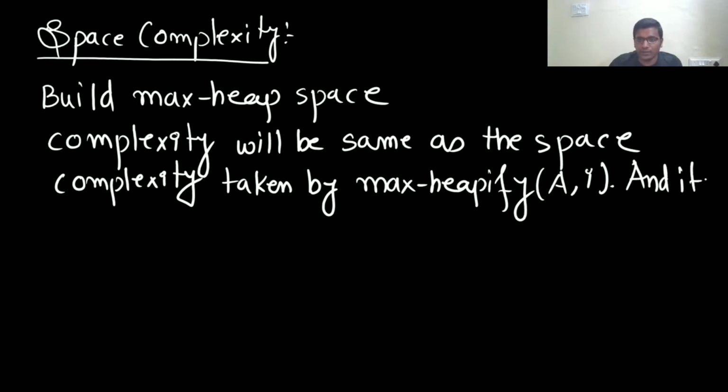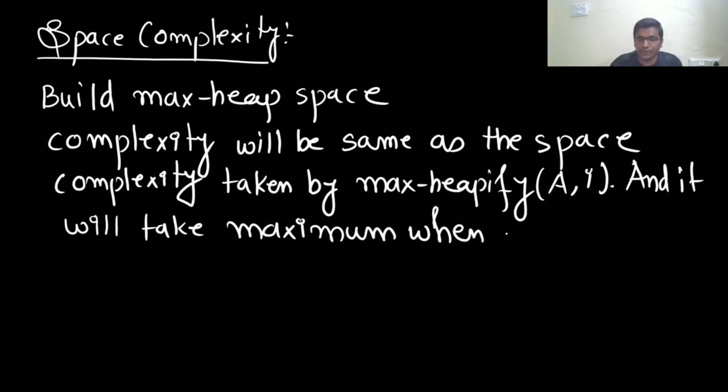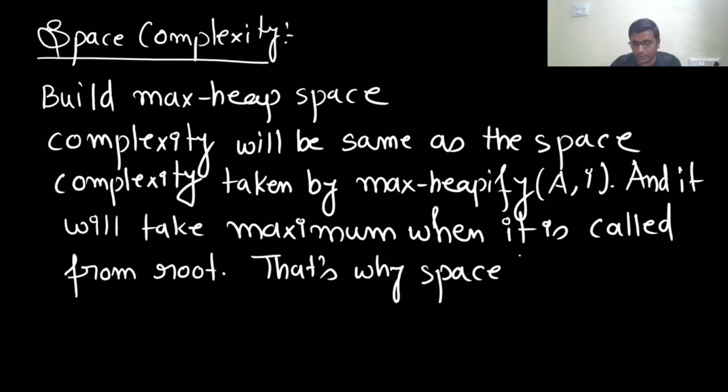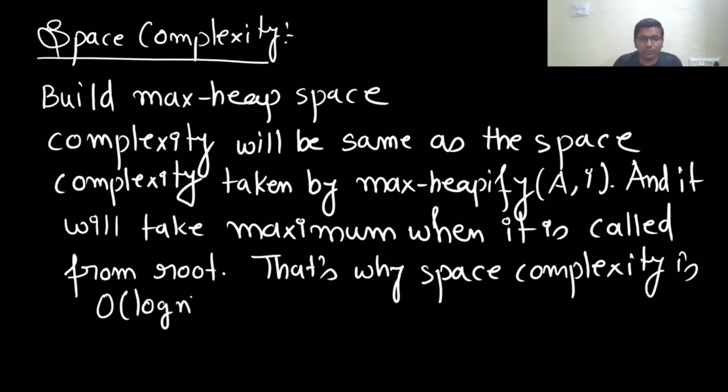And it will take the maximum when it is called from the root. That's why, when you are done with the writing, you can let me know. Okay, that's why space complexity is big O of log n. So space complexity is going to be big O of log n, and time complexity is going to be big O of n. Okay.